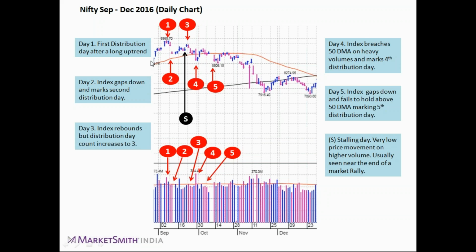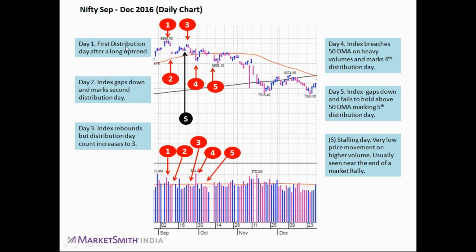All of these are particular signs of weakness that we can spot. So the day marked 1 here. This is a daily chart, by the way, and this is Nifty over the period of September to December 2016. So the last quarter of that calendar year is what we're looking at, and we are seeing how the market went from a confirmed uptrend into a downtrend, and what are the signs that we saw.